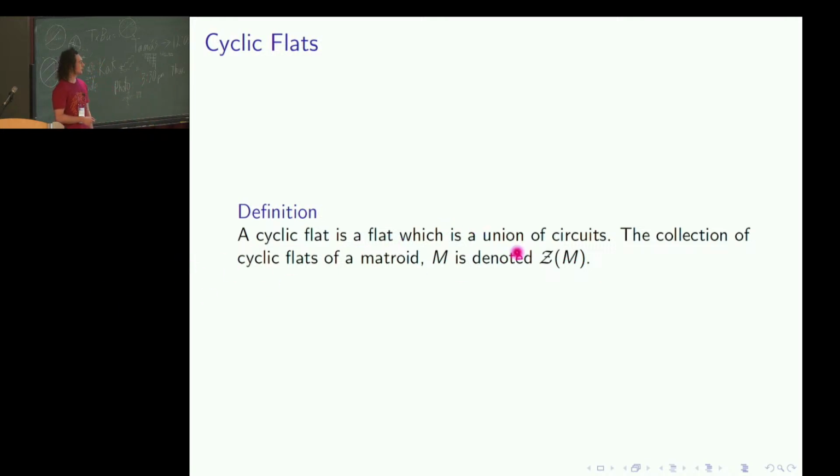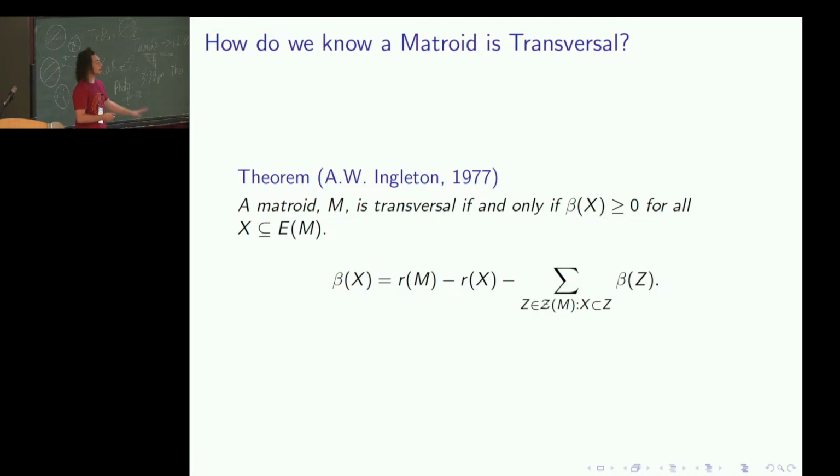Here's a definition in case we've forgotten what they are. A cyclic flat is a flat that happens to be a union of circuits. And we're going to denote the collection of cyclic flats as this curly Z of M. We can use cyclic flats to tell us certain things about matroids. They're actually very useful for transversal matroids and strict gammoids. So going back to transversal matroids for a bit, there's this formula from the 70s that says exactly when a matroid is transversal.